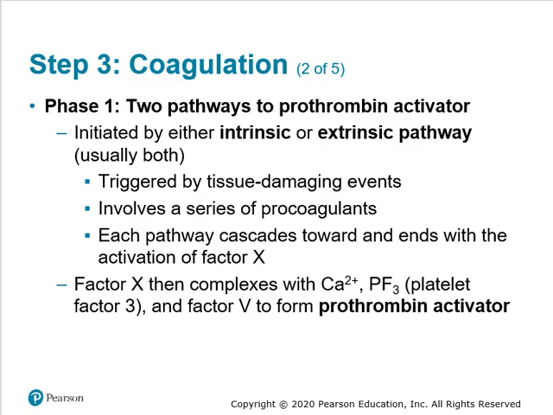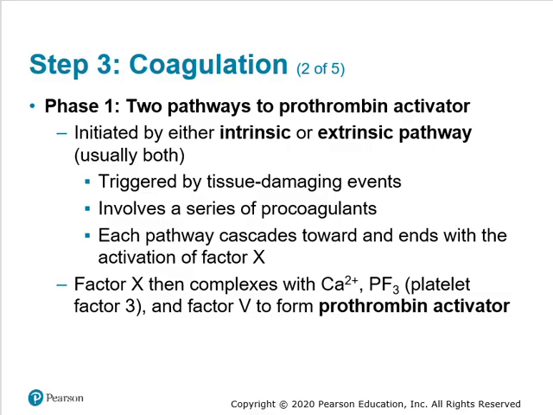But back to coagulation. So there's phase 1 for coagulation, and that's essentially the two pathways that lead us to prothrombin activator. Prothrombin activator is something we need to go to step 2 for coagulation. Now, in order to get prothrombin activator, you can either initiate the beginning of this step intrinsically or extrinsically. So maybe this step was triggered by tissue damaging events, or a series of procoagulants were activated.